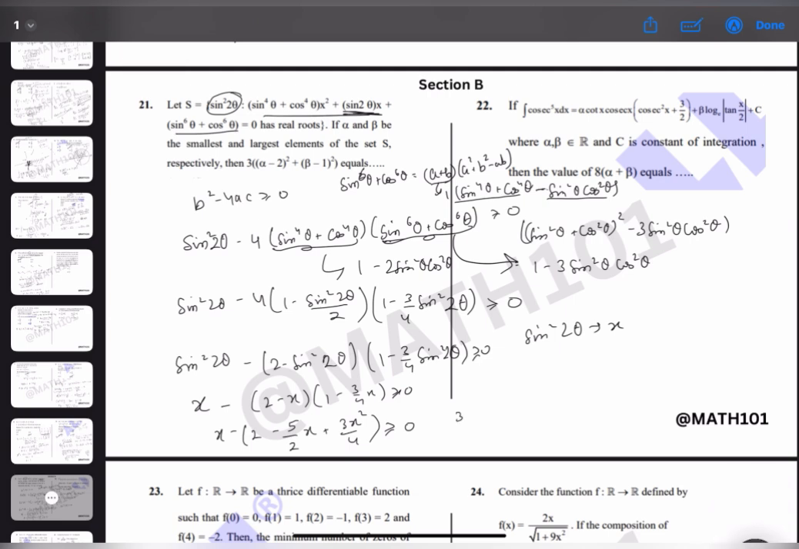Which means 3x square by 4. So what we are doing is we multiplied this whole thing by minus 1 on both the sides, so this inequality would be reversed. I left 3x square by 4 minus 5x by 2 minus x, so minus 7x by 2 plus 2 is less than or equals to 0. So 3x square minus 14x plus 8.